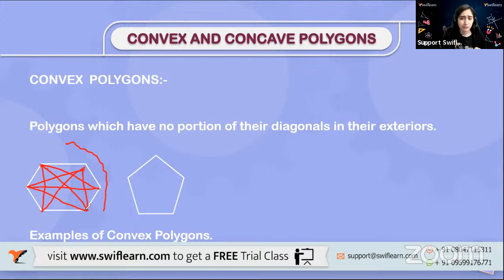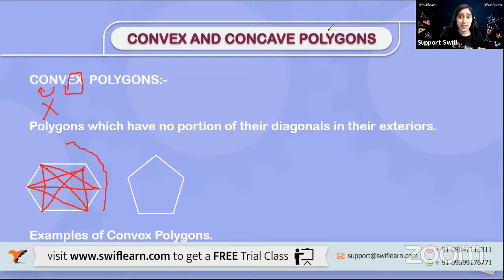What do we call it? Convex. An easier way is, see, convex has EX at the end. That means it should not be external. It says no external. Convex. So convex means everything is inside, all the diagonals are inside. That is a convex polygon.